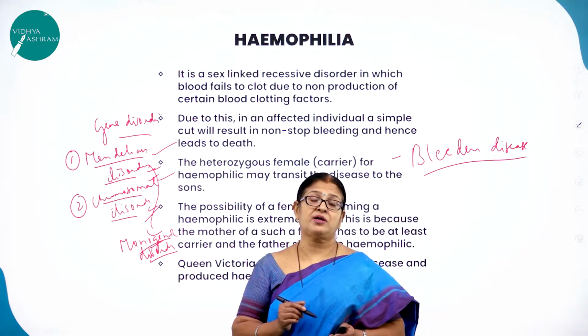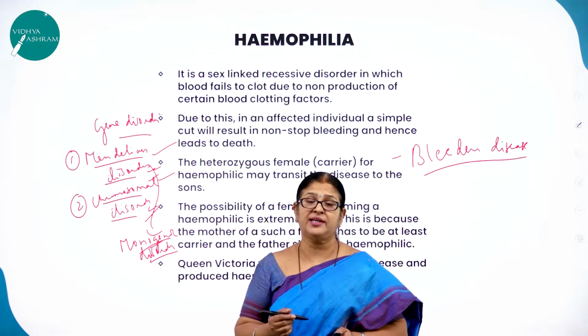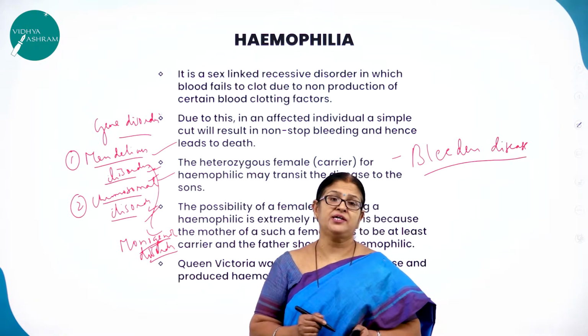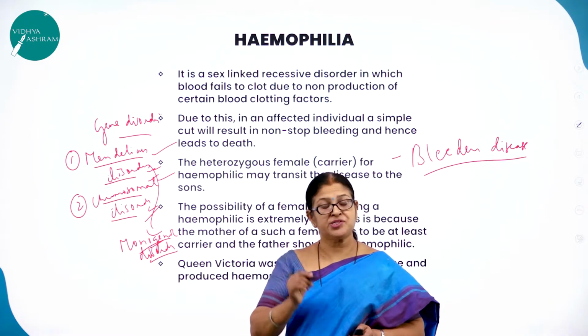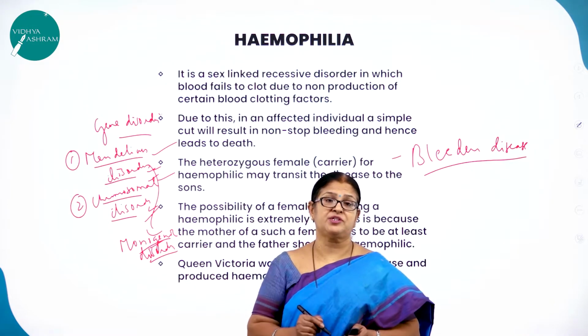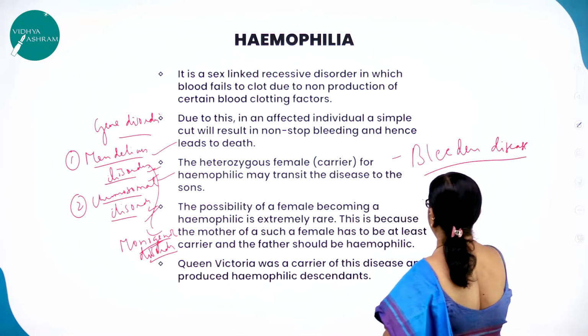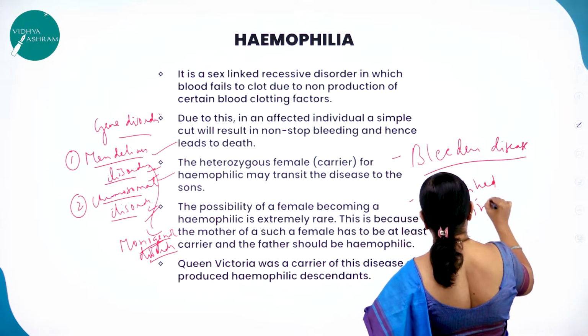And it takes prolonged time due to the lack of clotting factor. So, as I said, there is a continuous oozing of blood. And hemophilia is due to the recessive gene present on the X chromosome. Hence it is called X-linked inheritance.